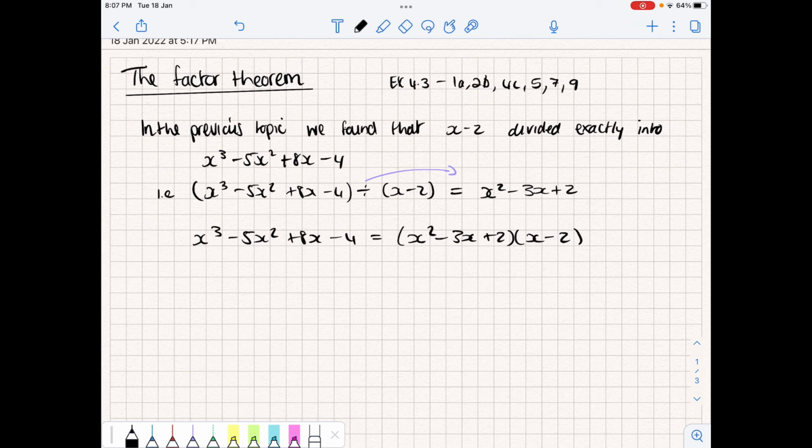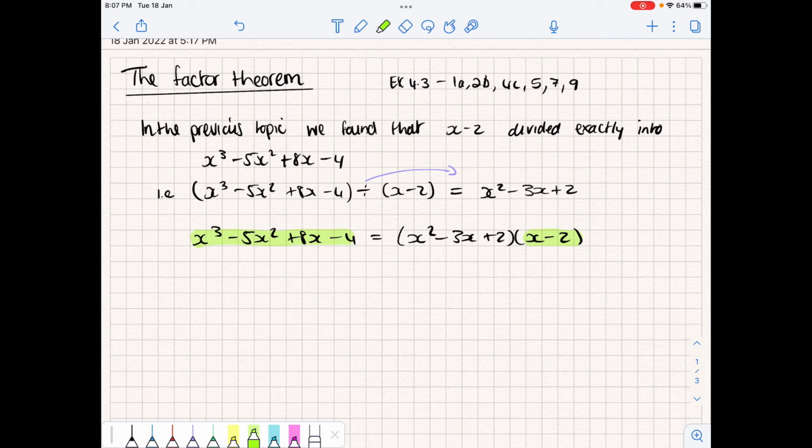So all we've done is we've just moved the division to the other side, and very importantly, we can see that this x minus 2 has now become a factor, right? One factor of the larger polynomial x cubed minus 5x squared, etc. Now, this is quite an important thing, right? So what we're saying is if we can divide one polynomial exactly by a linear factor, right?